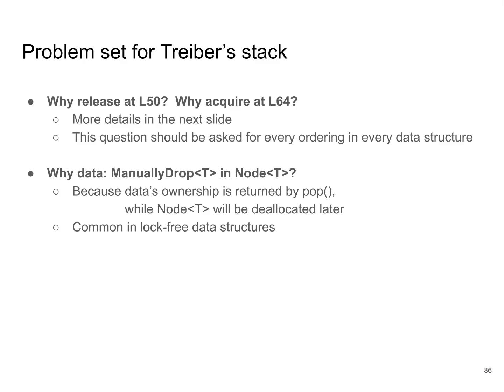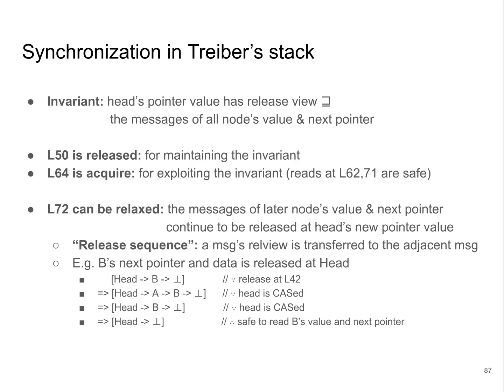It is very common in lock-free data structures because even though you return the value, your node must be there for a little bit longer time. And in order to do so, we need to mark the data as manually drop. So a queue also wraps data with manually drop. Hash tables also wrap the data with manually drop, etc. So that is basically the meaning of this manually drop. There are a few more questions, and I hope that you are going to study this slide on your own as a homework.